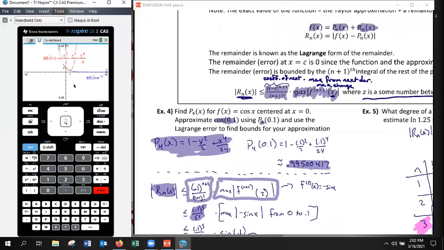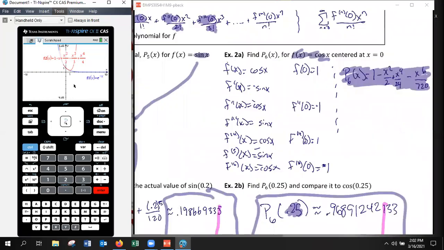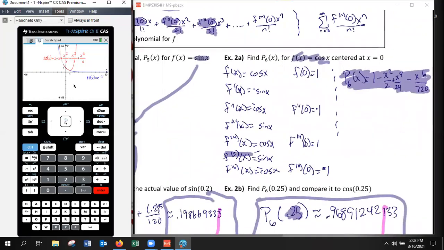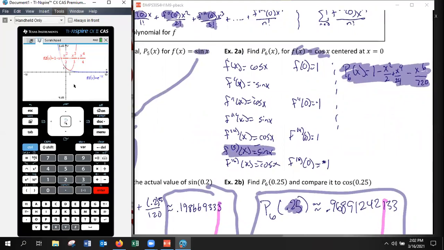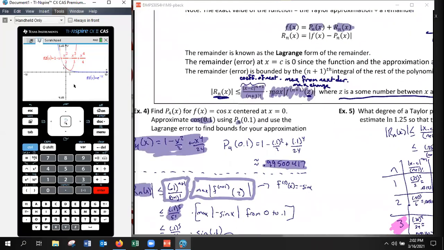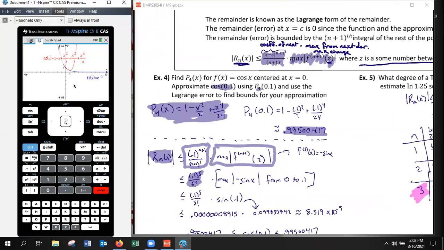So let's go back up to the cosine one that we did. We said the fifth derivative of our cosine was negative sine of x. So what's the max value of the absolute value of negative sine of x from 0 to 0.1? That would be, if we think about the graph of sine of x, the absolute value of sine of x. So we know the graph looks like this. So our max value is going to be at the sine of 0.1. So using the calculator, we have 0.1 to the fifth over 5 factorial times the sine of 0.1, and we get this extremely small number.